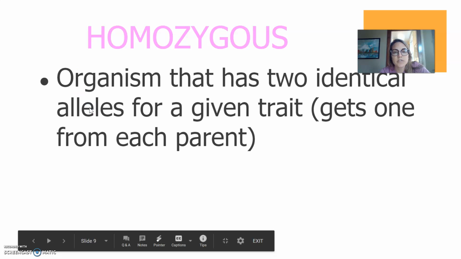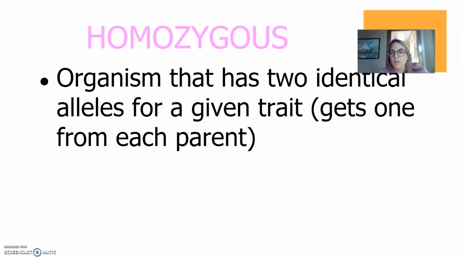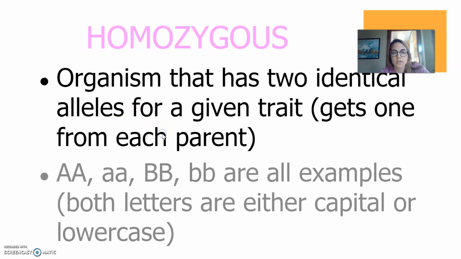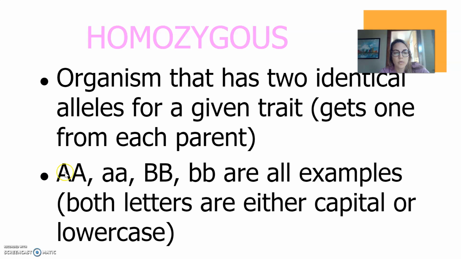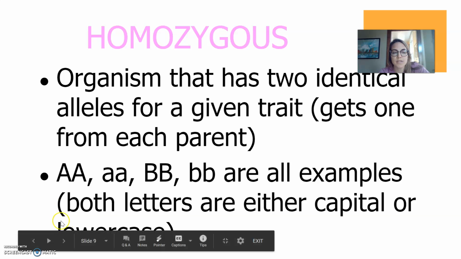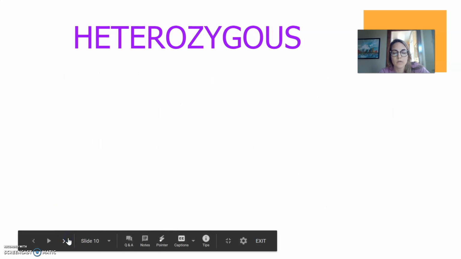An organism is considered homozygous if it has the same allele for a given trait. So that means it got two dominant alleles, one from each parent, or it got two recessive alleles. So if we're representing a specific gene, it could be two capital letters to represent dominant, two lowercase to represent a homozygous recessive. But it just means you got the same allele from each parent.